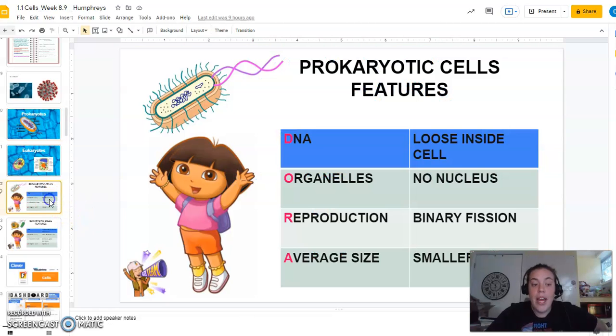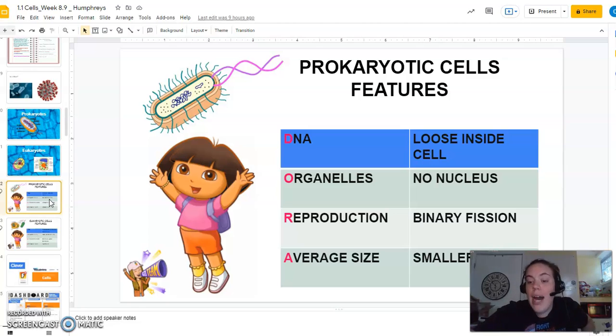So the way we remember that is pro equals no. Pro equals no, no nucleus. They're usually smaller. So if you think they replicate easily, so bacteria just spreads and spreads and spreads. The DNA is loose inside the cell.